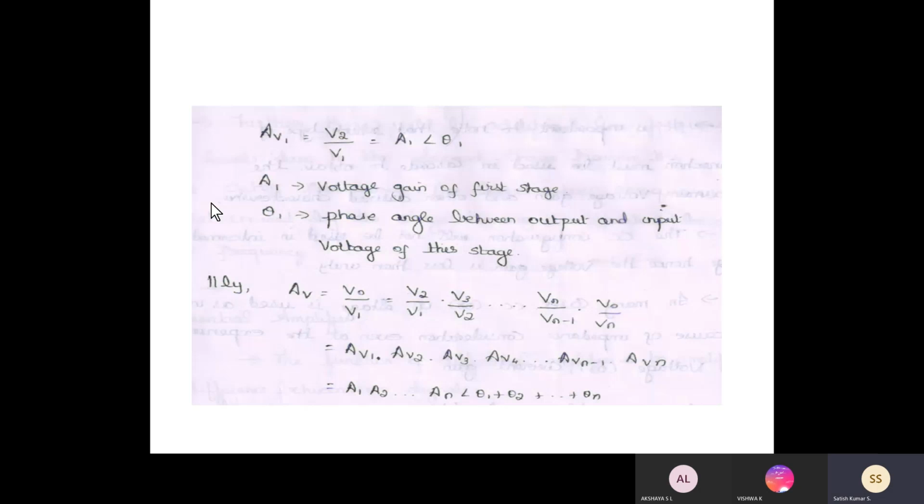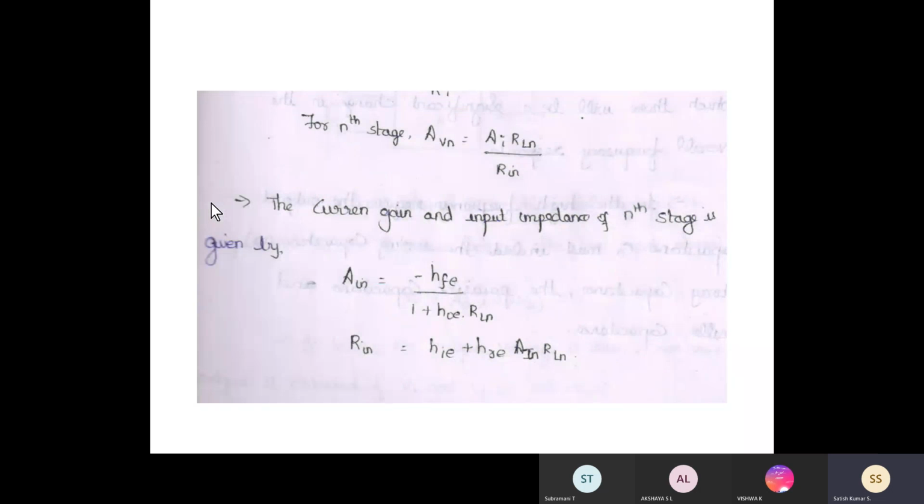And we'll look into it simply, with two stages. The voltage gain is equal to V2 divided by V1. That is the simple voltage gain of a single amplifier with the angle shifted. Here A1 is the gain of your first stage, and theta 1 is the phase angle between the output and input voltage of this stage. Suppose the system has more than one stage. So how will you get the voltage gain of your final stage?